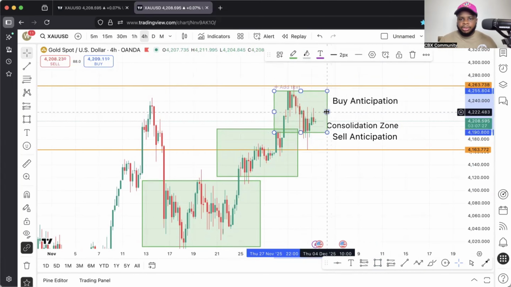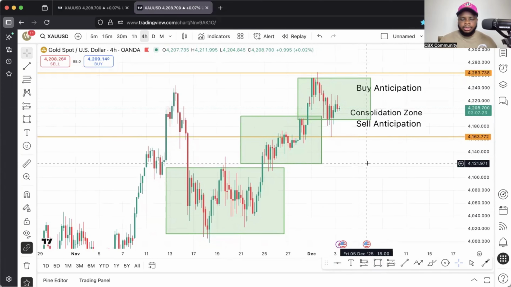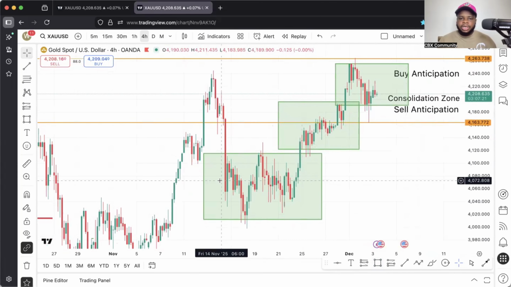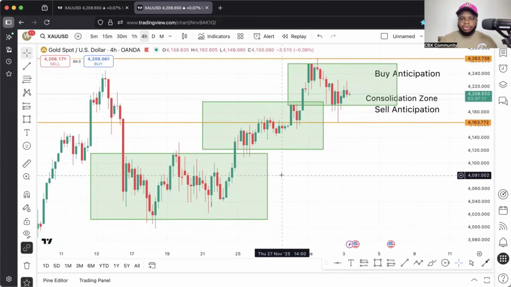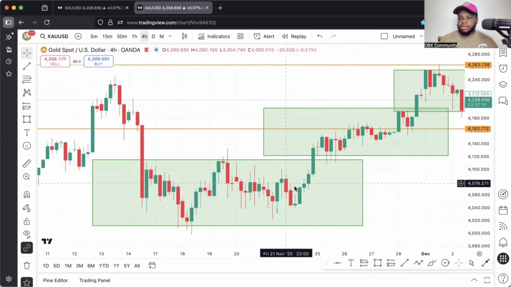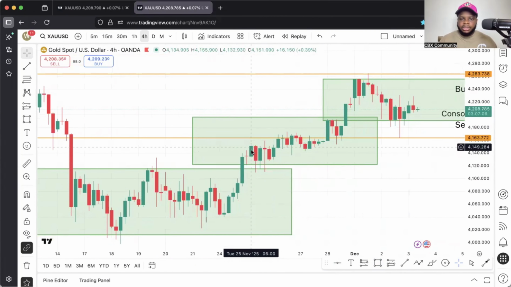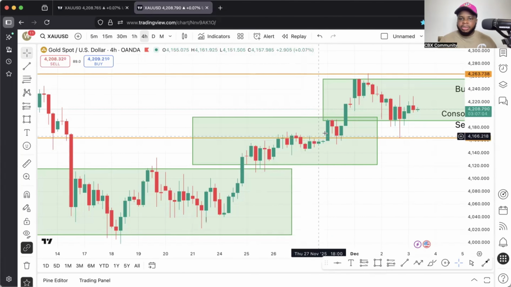So this zone is being considered as a consolidation zone because of how the market structure is printing side by side. Just look at how the market structure is. See the condition of the market structure. That means this zone is being considered as a consolidation zone. Likewise, this zone too, because the candles are all printing side by side.